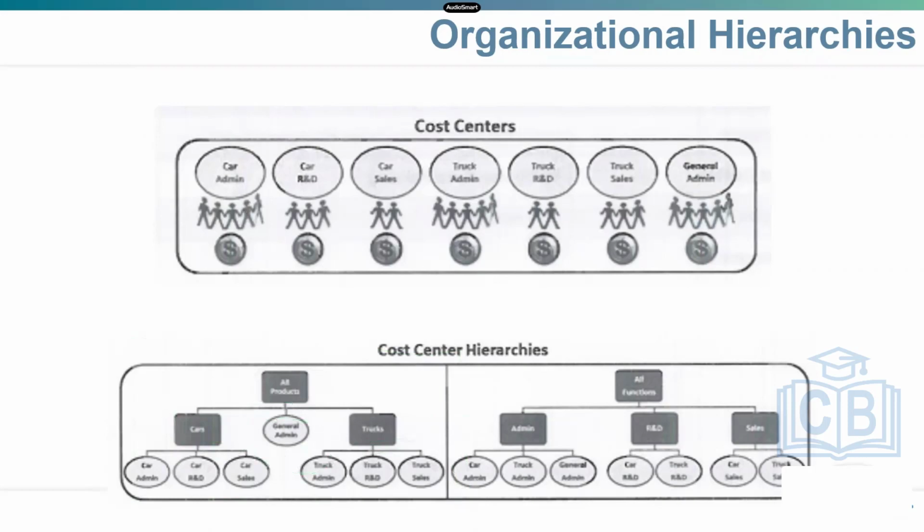Whereas another way of doing it for a cost center hierarchy is you can have all functions on the top. You can have admin separate, R&D separate, and sales separate, depending on how you're doing your cost allocations within your company. So under admin, you have your car admin, truck admin, and general admin. In R&D, you have your car R&D and truck R&D. And under sales, you have your truck sales and car sales. So depending on how your costing allocations for your cost centers are done within the company that you're working with, you can have different types of hierarchies for different companies and organizations.